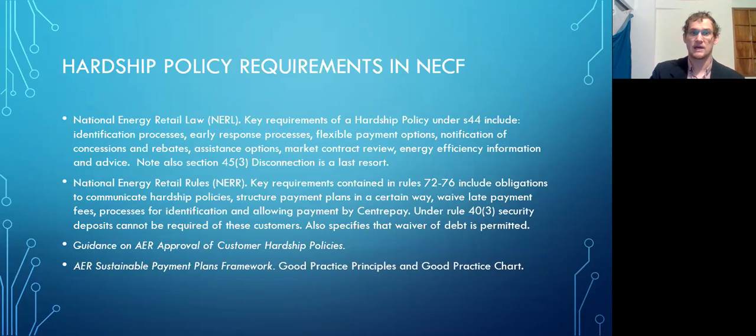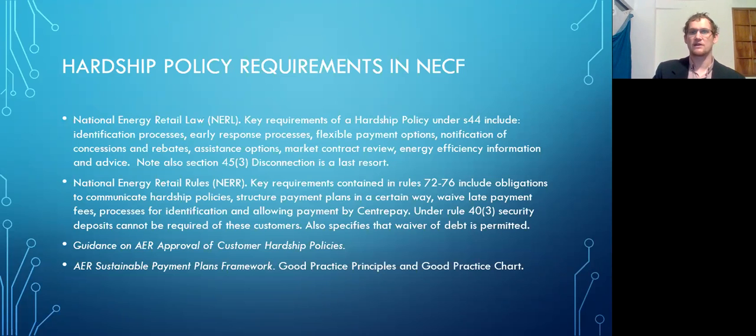Another requirement set out there is around market contract review. So if the hardship customer is on a market retail contract, then the retailer needs to consider reviewing that contract to see if there's anything that could be altered to better help that customer. The provision of energy efficiency information. This could be simply referring the customer to various sources of information, or it could actually be providing energy efficiency specialist advice as a retailer. And again, I just wanted to emphasize something I mentioned before, the overarching principle guiding hardship policies and hardship programs is that disconnection is a last resort.